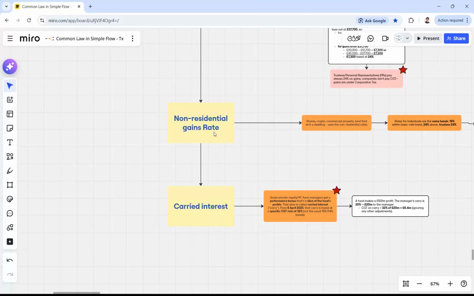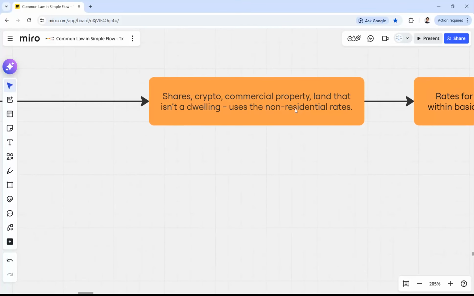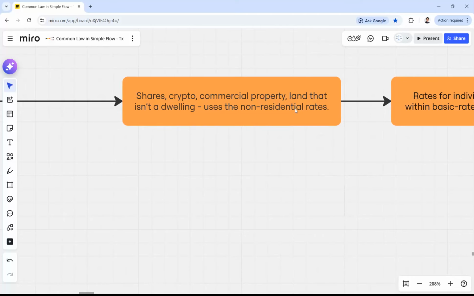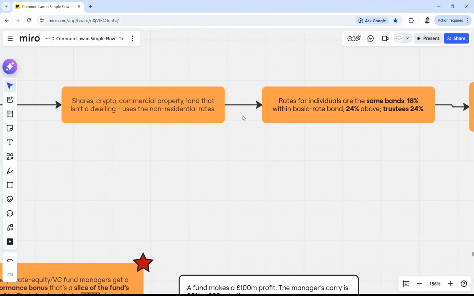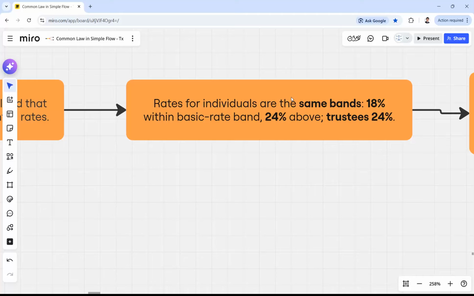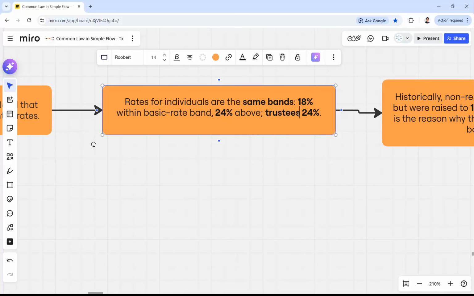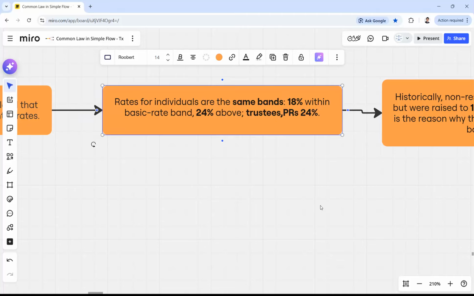Now let's move to the non-residential gains rate. Shares, crypto, commercial property, land that isn't a dwelling, so isn't a house and people do not live there. This uses the non-residential rates. The non-residential rates and residential rates are the same. Again, 18% and 24%. And for trustees and PRs, again, 24%.